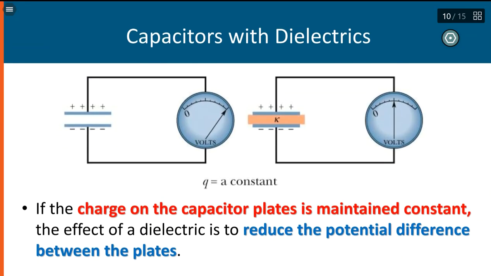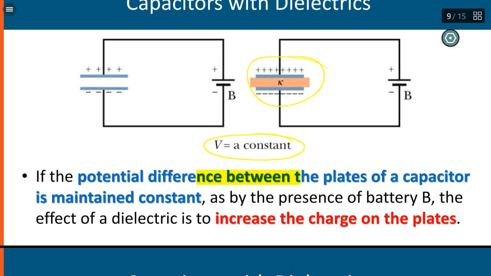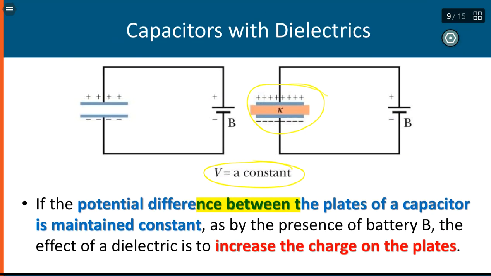Here, where now, let me use the red, charge is constant, and then as you can see from here to here, the voltage goes down. If you look at the number of charges, they stay the same. But whether it's this case or this case where the voltage is constant, the capacitance is always increased in the presence of a dielectric in between it.